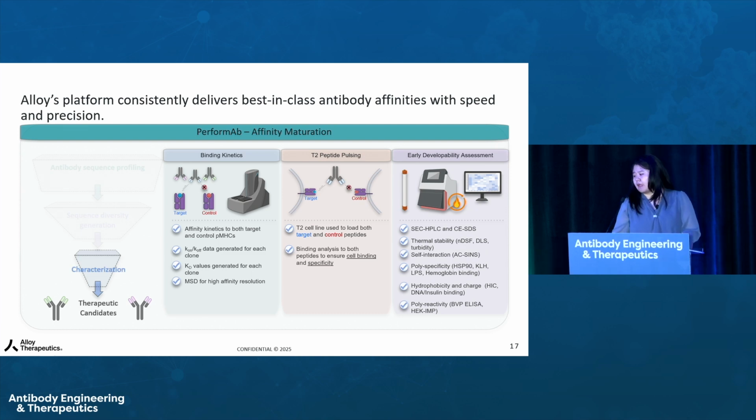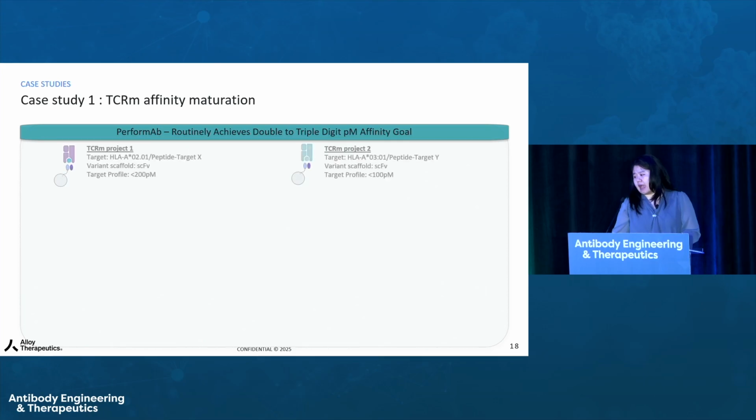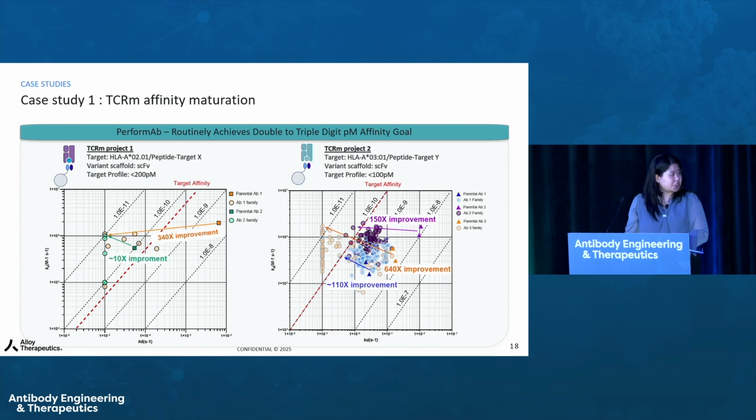And then finally, after we have done all of this, I wanted to show you a couple of successful cases that we went through recently for TCRM optimization. For the two projects that I'm showing here, each of them was required to have affinity matured to either lower than 100 picomolar or 200 picomolar, which is a pretty high standard. And in each case, we have 2 to 3 wild types to do the optimization from.